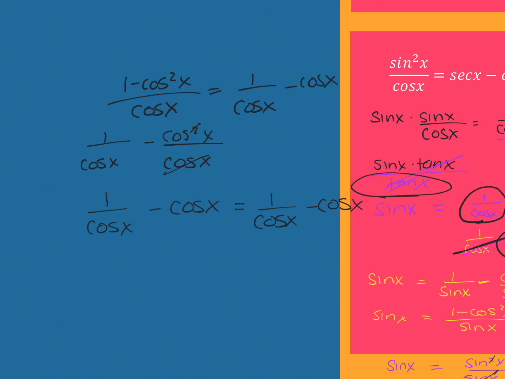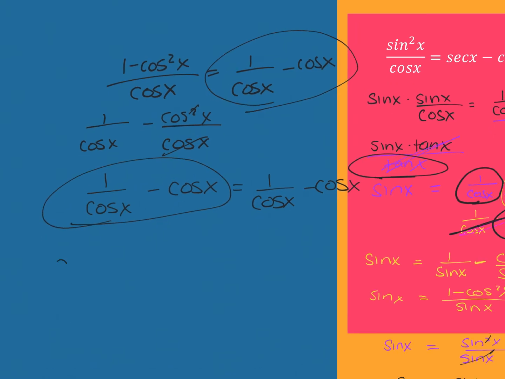So even if you hadn't changed the right side, you could have changed this back to secant x minus cosine x. Remember, if you move cosine from the bottom to the top, it would have become secant. So yes, it works. Left side equals right side, and all the steps in between are right.